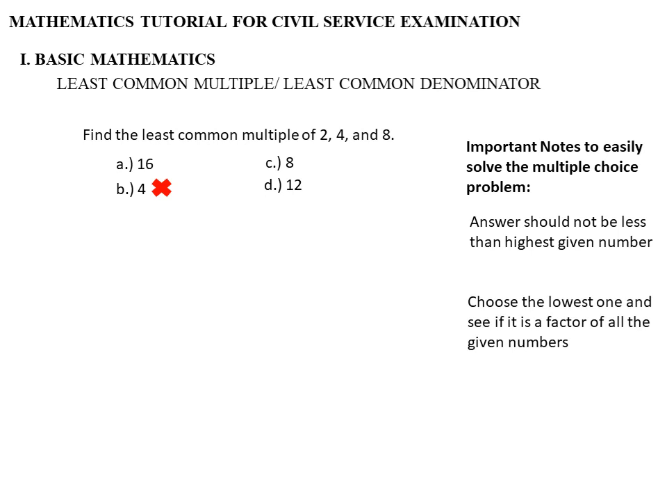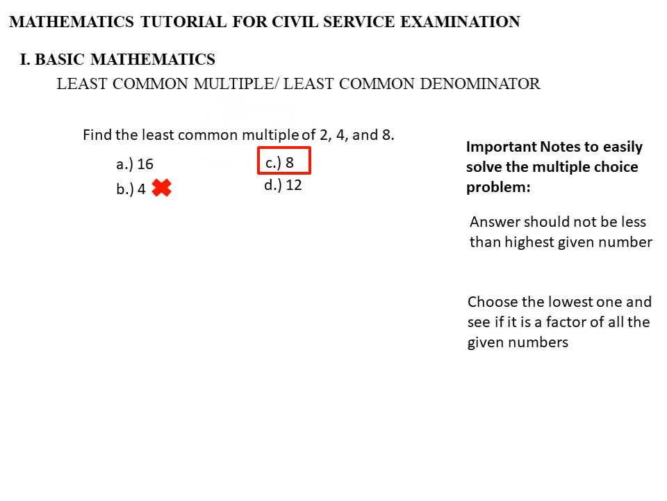And then the second hint is to choose the lowest one and see if it is a multiple of the given numbers. It is just a hint to easily solve the problem. What is the lowest one? The lowest one is 8. Is 8 a multiple of 2? Yes. Is 8 a multiple of 4? Yes. Since from 2 it is 2, 4, 6, 8. And is 8 a multiple of 8? Yes. So the answer is 8.